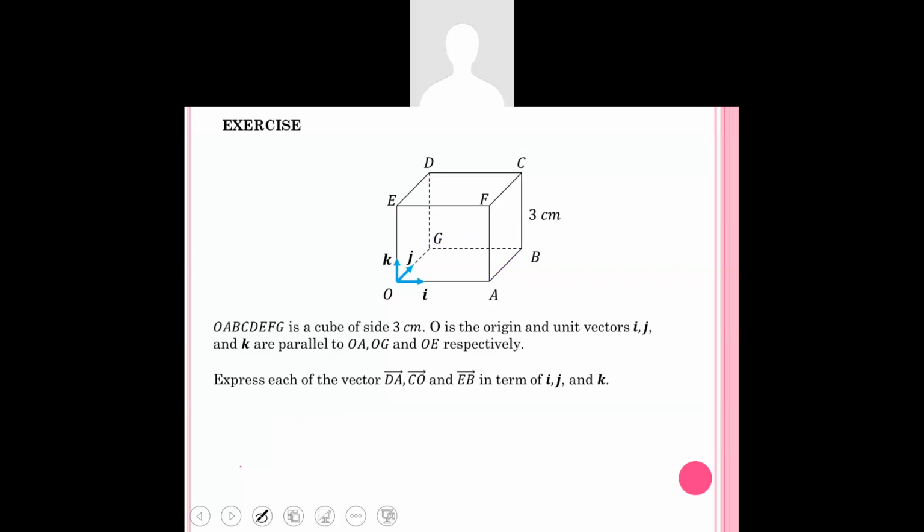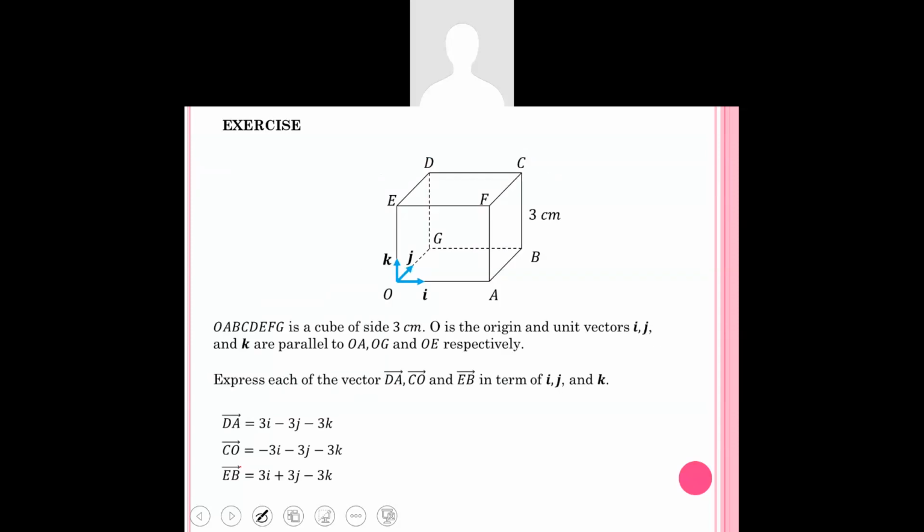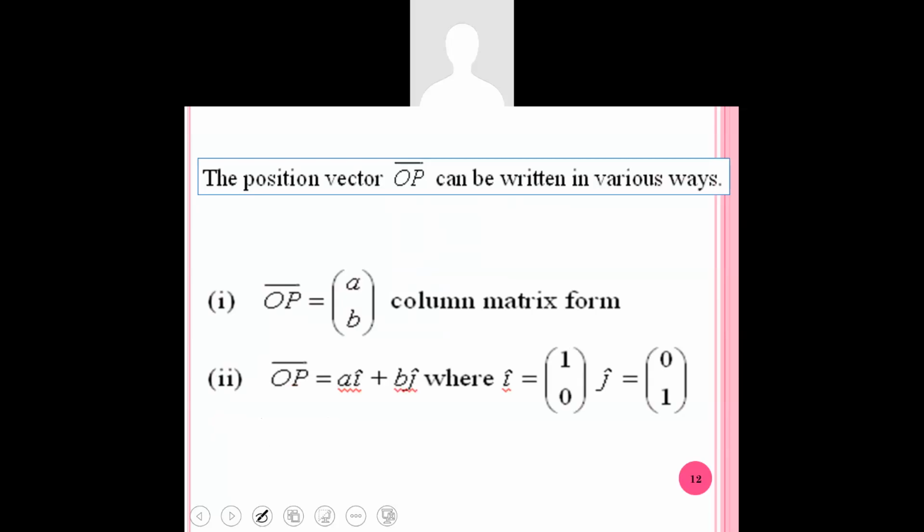Okay, let's look at another example. Wait, no. Oh, this is an exercise. So you're supposed to try this out. Okay, but it's pretty straightforward. Okay, sketch it out so you can visualize before you obtain these answers here. Okay, mesti try ya.